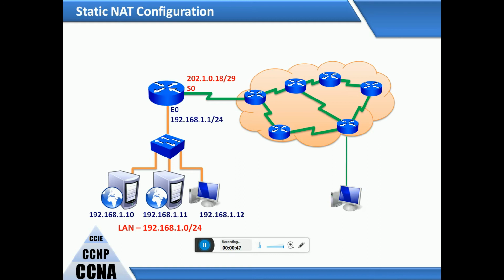This is the static NAT configuration. The first one is 192.168.1.10 and 11. This is a Class C network. This is a 24-port switch. The switch output is going to the input of the router. The router is going to another IP series, the Class B series.